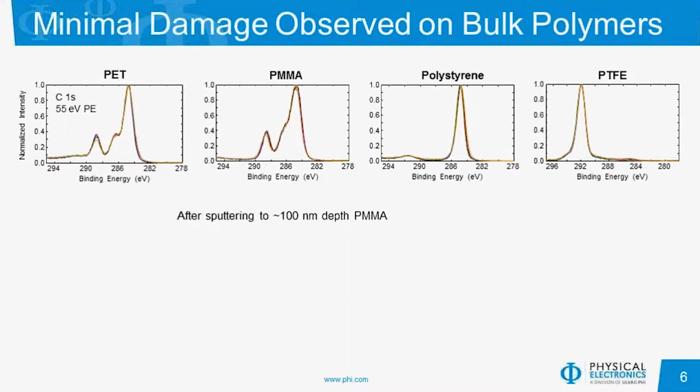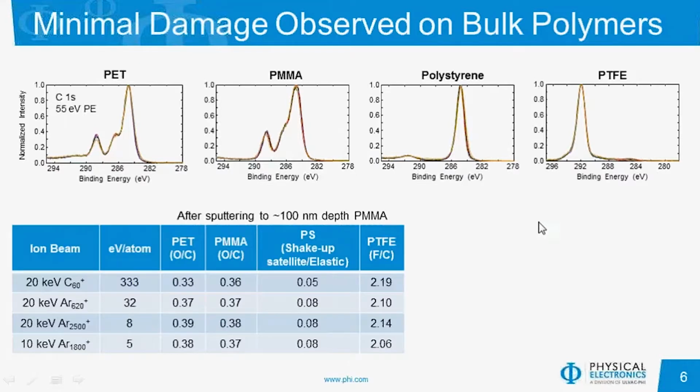And as we can see, the general shape in all cases is maintained. We see that there are oxygen-containing peaks, oxygen-carbon peaks still showing here. We see a shake-up satellite feature that still appears in polystyrene. So we have not lost the significant unique features of these particular materials.